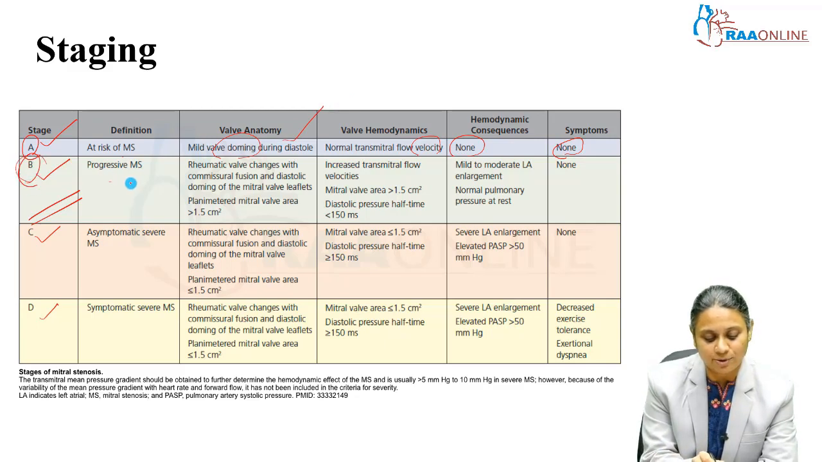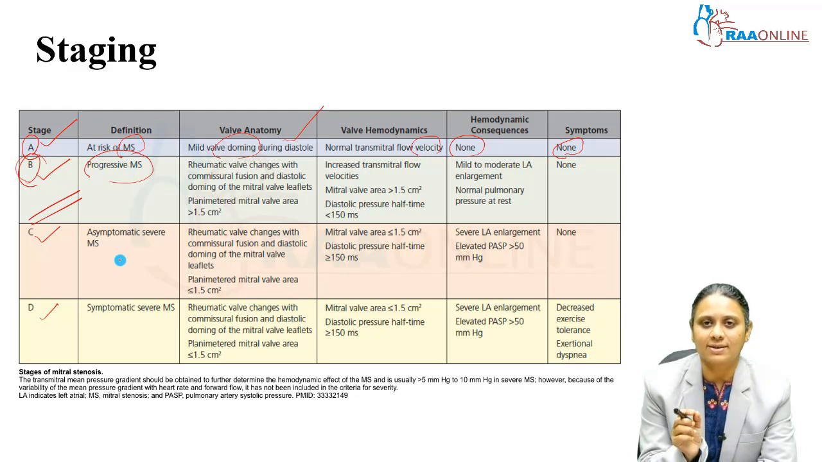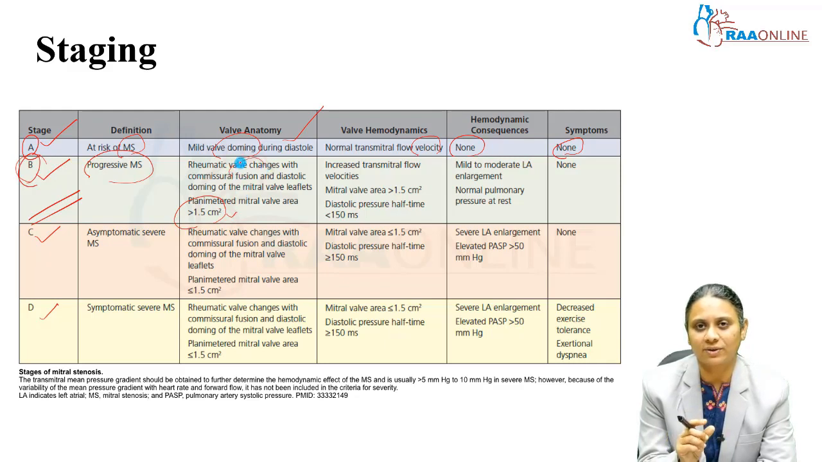Stage B is progressive MS, that is, anywhere starting from stage A before they reach the severe stage. What is severe MS? Less than 1.5 square centimeter valve area. So, stage B is anything more than 1.5 square centimeter measured valve area by planimetry, but with rheumatic valve changes like fusion of the commissure, thickening of the valve or subvalve, or calcification and reduced mobility by echo, increased transmitral flow velocity and valve area more than 1.5. Diastolic pressure half time, what is that? We will see in the coming echo pictures. Anything less than 150 milliseconds.